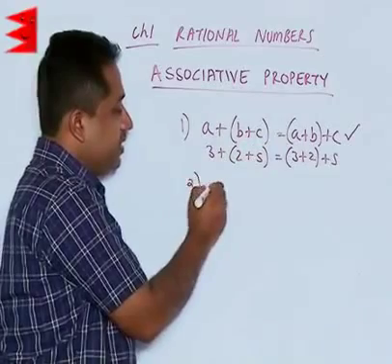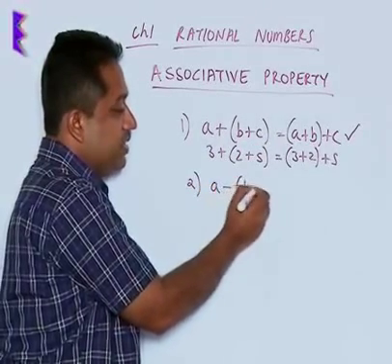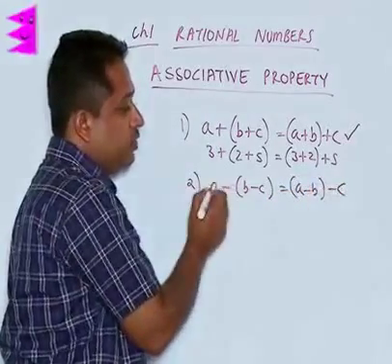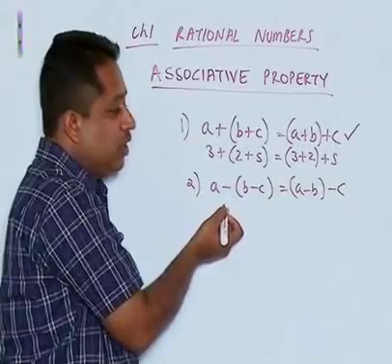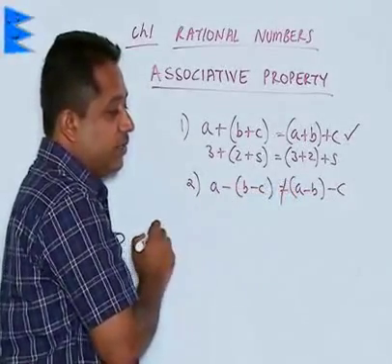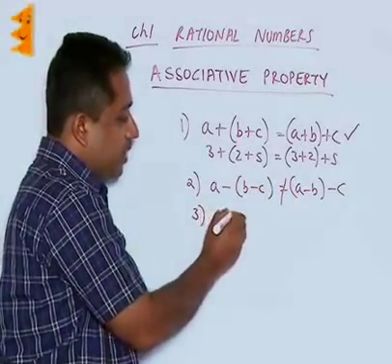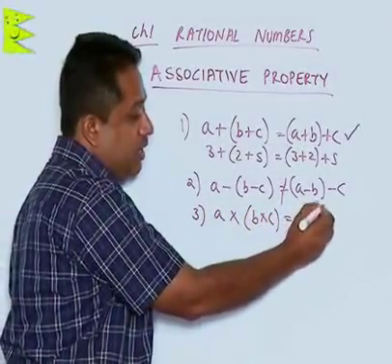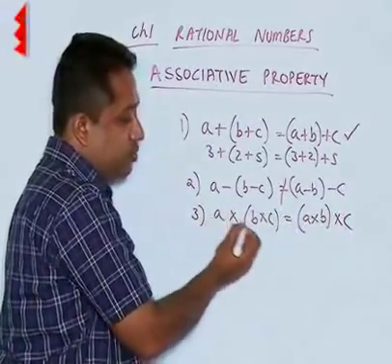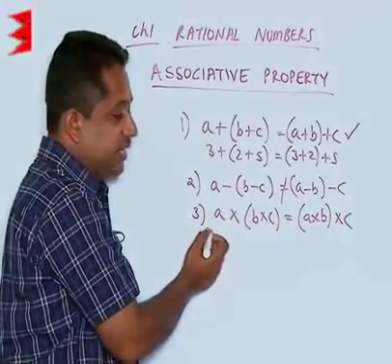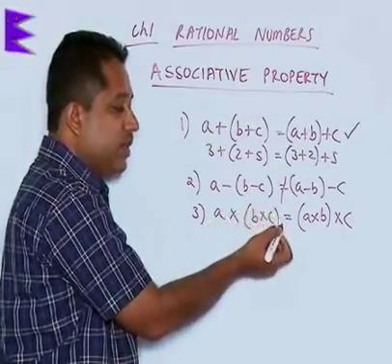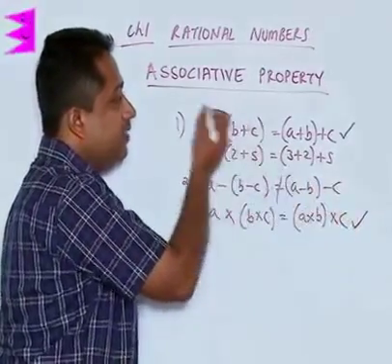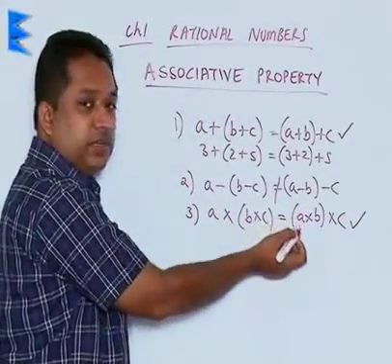In case of subtraction, is (A minus B) minus C the same as A minus (B minus C)? If you substitute relevant values here of A, B, C, you will find that they are not equal. Again, let's try for multiplication. A into B into C, is it equal to A into (B into C)? Here, you substitute any value of A, B and C, you will find that the order of multiplication does not matter. Wherever we will put the bracket, the answer is going to be same. So, we can say that the associative property is true for multiplication as well.